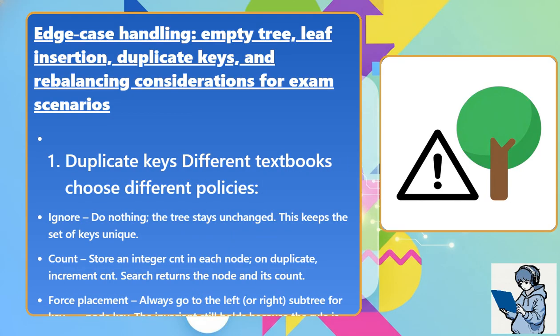3. Duplicate keys. Different textbooks choose different policies. Ignore: do nothing, the tree stays unchanged. This keeps the set of keys unique. Count: store an integer count in each node, and on duplicate, increment the count. Search returns the node and its count. Force placement: always go to the left or right subtree for key equals node.key. The invariant still holds because the rule is consistent. When writing pseudo-code, explicitly comment which policy you are using. Exam markers look for that clarity.